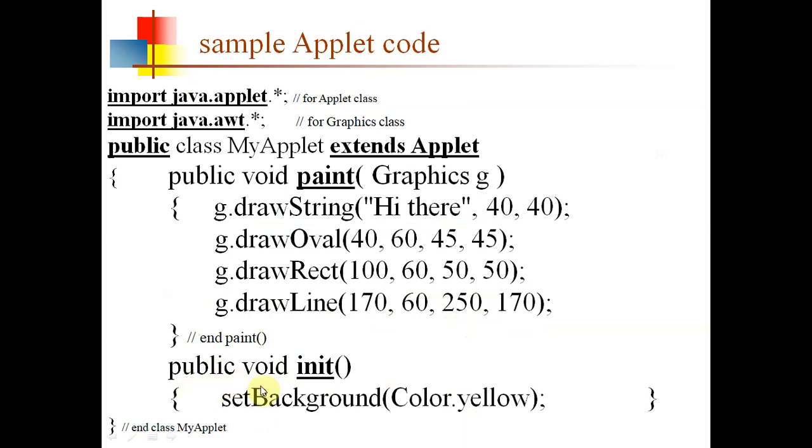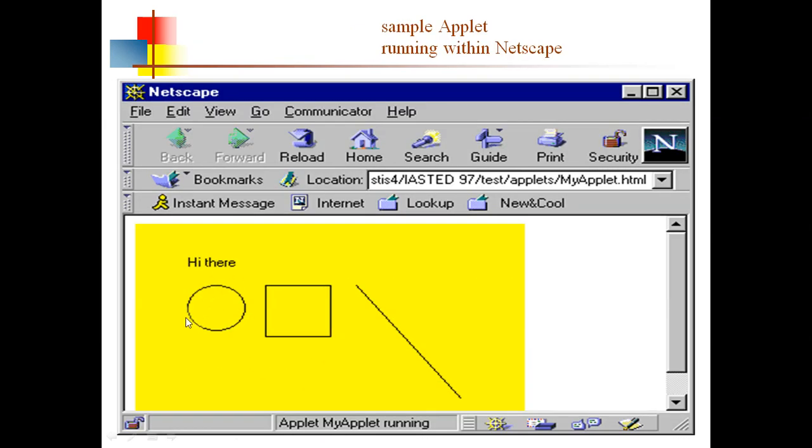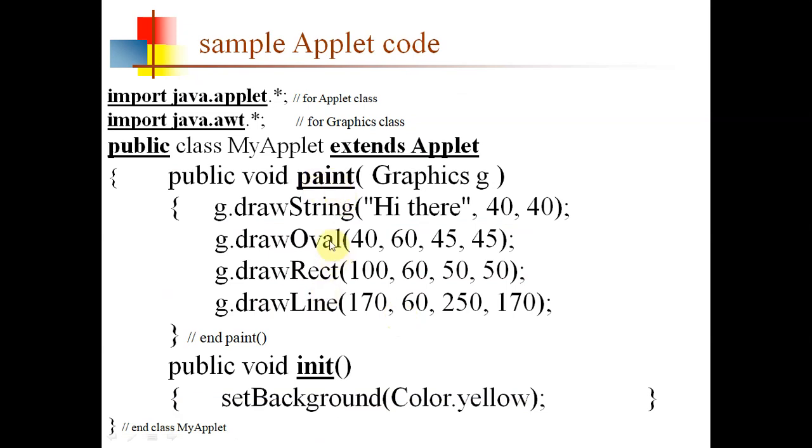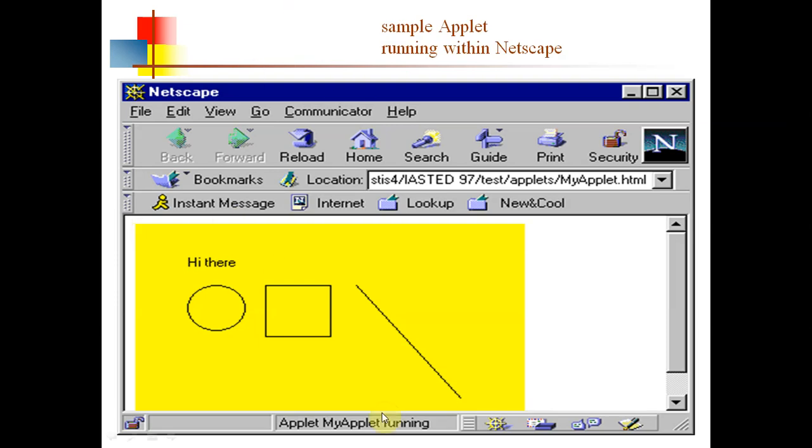And we have public void init with setBackground(Color.yellow). First of all, before the paint function, this init will execute and the background color will be yellow. Then the paint function will execute, and accordingly these functions will be executed, and the four different outputs we have seen in this window. So this is the output of this applet program.